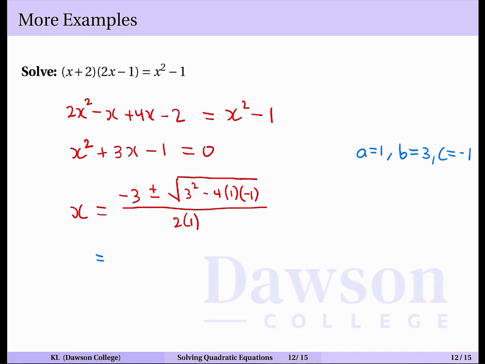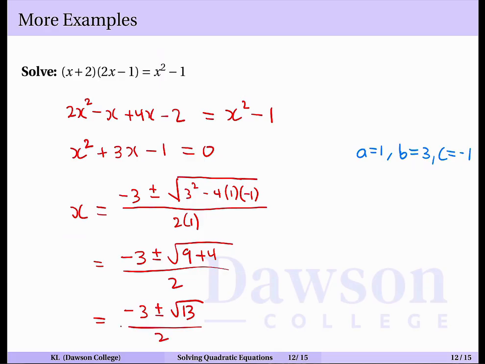So anyway, we will have here -3 plus or minus square root of b squared, that's 9, 4 times -1, that's plus 4, over 2. So simplifying, we'll just have -3 plus or minus square root of 13 over 2. And square root of 13, you cannot factor it anymore into something that has a perfect square. So that will be the final answer.